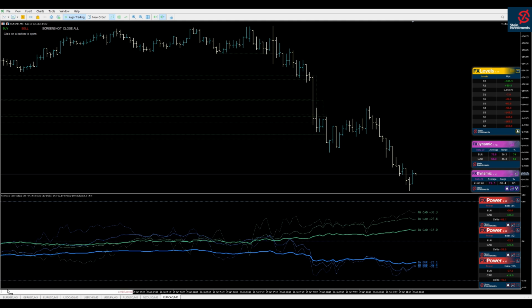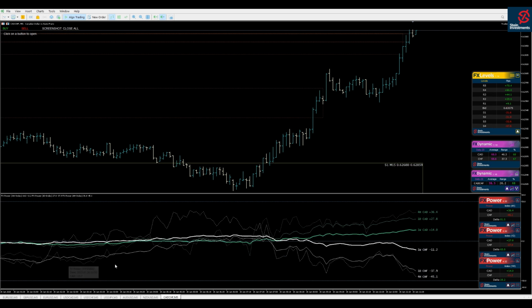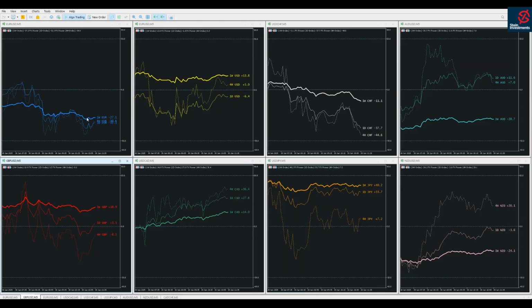Let's see how Canadian dollar against the Swiss franc worked. It's the same. A picture perfect breakout trade setup, and it's so easy to spot. We should just use this overview, trade the weak one against the strong one, and it can't be easier than that.